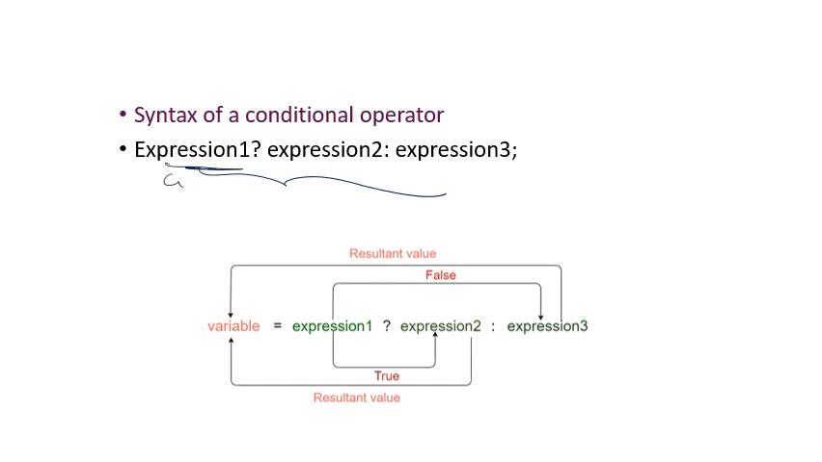Expression 1 here denotes some condition. If the condition is true, expression 2 is evaluated. This is for the true condition and this is for the false condition. Expression 3 will be evaluated when the condition is false. Now this is a variable, and we are assigning the result to a variable. If it is true, expression 2 is evaluated. If it is false, expression 3 is evaluated.